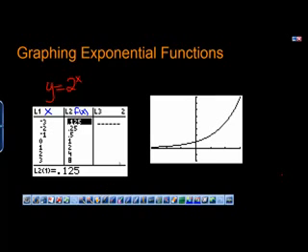Exponentials always have this basic shape. That is, they start very small, and then, once they start growing, they grow faster and faster. And soon they become extremely big.